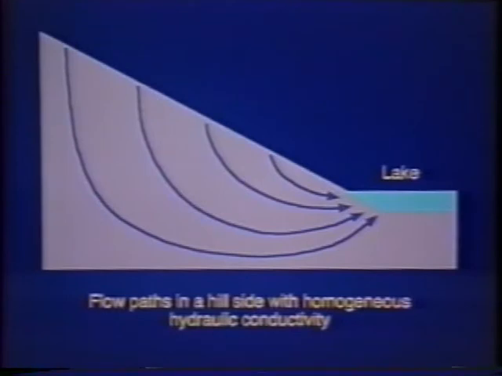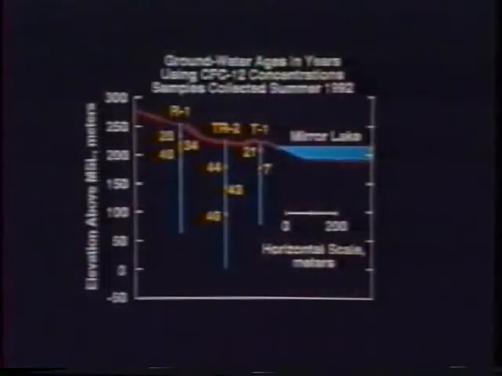Here is one cross-section of a Mirror Lake hillside. First of all, the hillside is not flat, but has these local bumps. And if we look at the distribution of ages, these points are places where we have collected samples, and the numbers are ages determined from the freon content. So for example, for this point here, the number 44 would mean that the freon concentration of this sample suggests that it is consistent with rain that recharged it. These samples were collected in 1992, so 1948. So the concentration would be consistent with rainfall that came down in 1948.